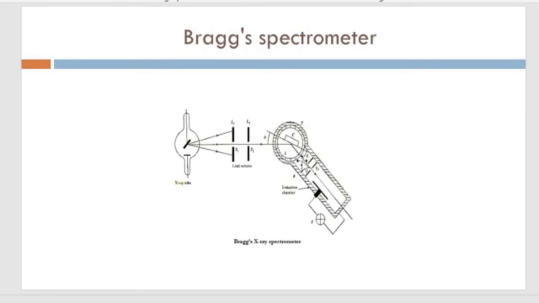Here the two thetas are equal. Whenever these two thetas are equal, only those X-rays will enter the ionization chamber and produce current, which is recorded in the galvanometer. This is the working of the Bragg spectrometer. By rotating the spectrometer, changing the glancing angle, this is one theta. By rotating this, we can take many readings and find out the exact crystal structure.